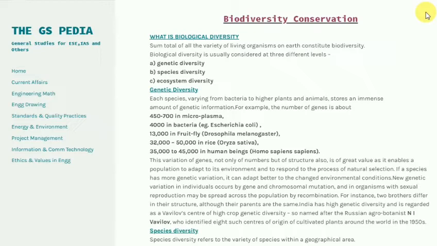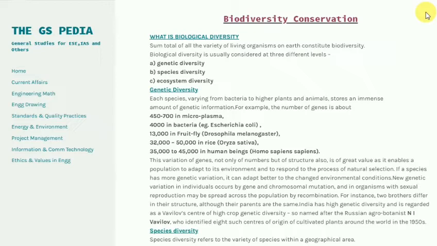Genetic diversity. Each species, varying from bacteria to higher plants and animals, stores an immense amount of genetic information. For example, the number of genes is about 450-700 in mycoplasma, 4,000 in bacteria, for example Escherichia coli, 13,000 in fruit fly Drosophila melanogaster, 32,000 to 50,000 in Oryza sativa, and 35,000 to 45,000 in human beings, Homo sapiens.